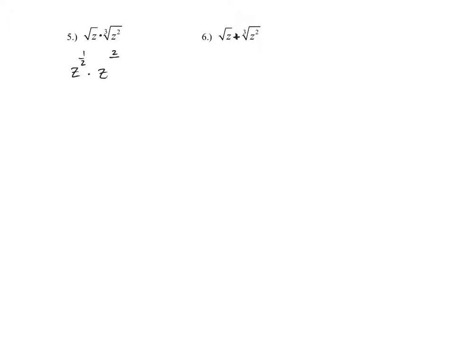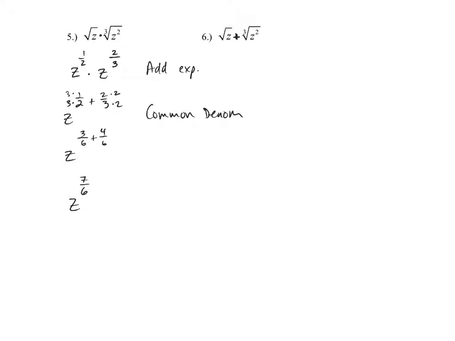Let's see, the power is the numerator, the root's the denominator, and now here I get to add exponents. So I get z to the 1/2 plus 2/3, and now I need to get a common denominator. And let's let it be 6. So I'm going to let it be 6, but I'm going to multiply the numerator and denominator by 2 in that second one, the numerator and denominator by 3 in the first one, so I would have 3/6 plus 4/6, and then we just add numerators. So it would be z to the 7/6.